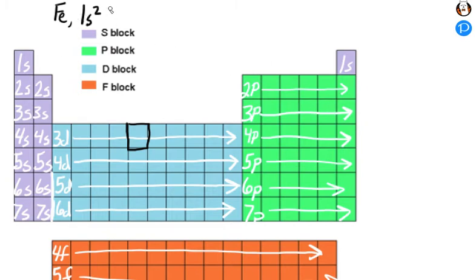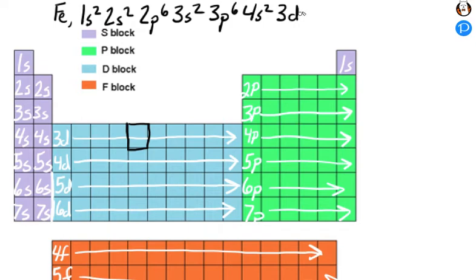So I've got 1s2, 2s2, 2p6, 3s2, 3p6, 4s2, and then I get to my d block here, and I know I'm going to be in the d orbitals, so I'm going to count how many electrons I have in the d orbitals. I've got 1, 2, 3, 4, 5. So 3d5, and that would be the electron configuration for iron.